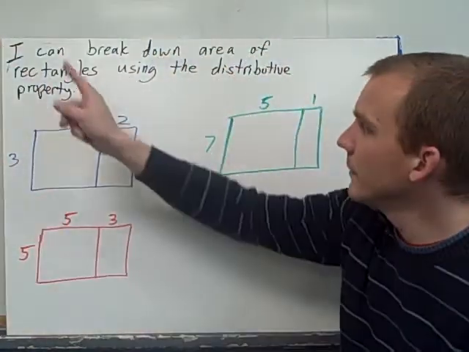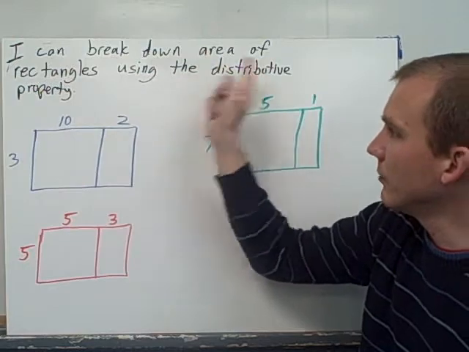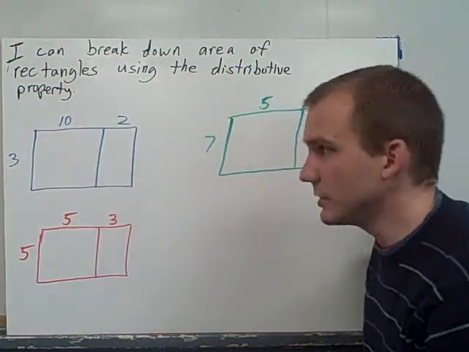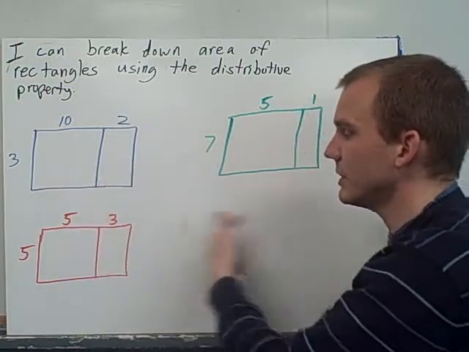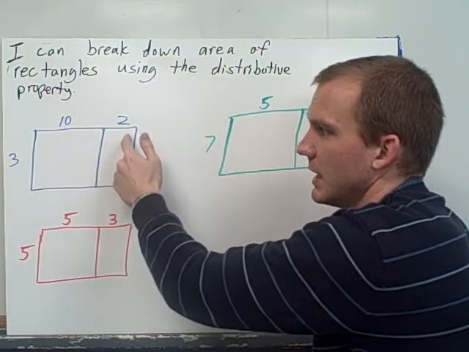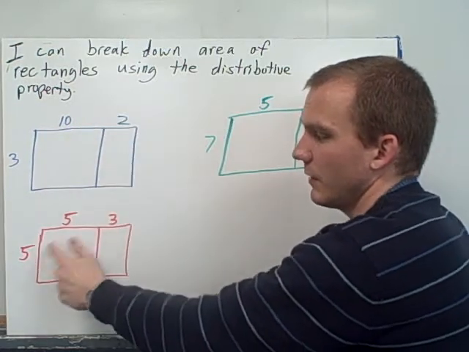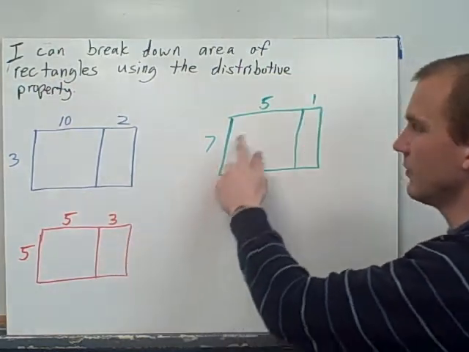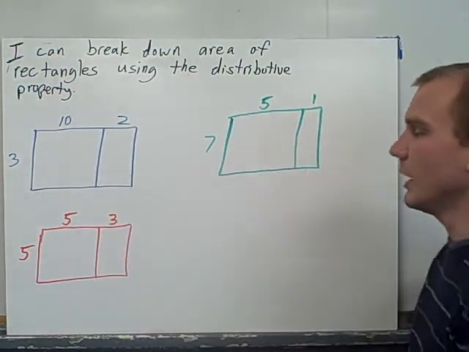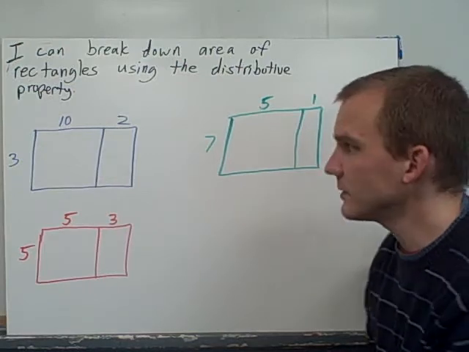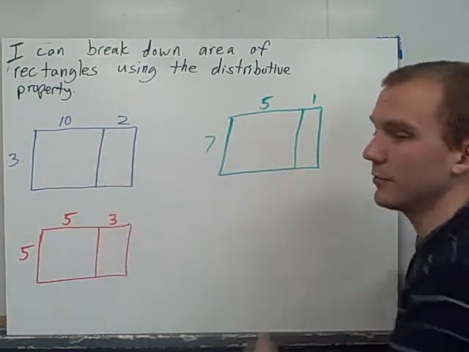Here's your target. I can break down area of rectangles using the distributive property. What I want you to do is to determine the area of these 3 rectangles. This one is 3 by 10 and 3 by 2. 5 by 5 and 5 by 3, 7 by 5 and 7 by 1. Use the distributive property, rewatch the video to get a good grasp of it, and solve for area of all 3 of these rectangles.